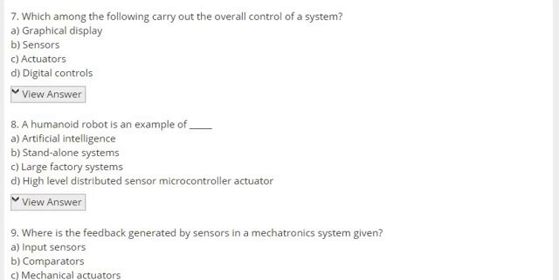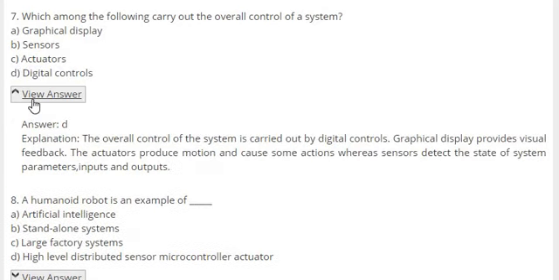Which among the following carries out the overall control of the system? There are four options: graphical display, sensor, actuators and digital control. Overall control of the system. Definitely digital control. इसका आंसर क्या रहेगा? डिजिटल कंट्रोल. Let's check. Answer is D.